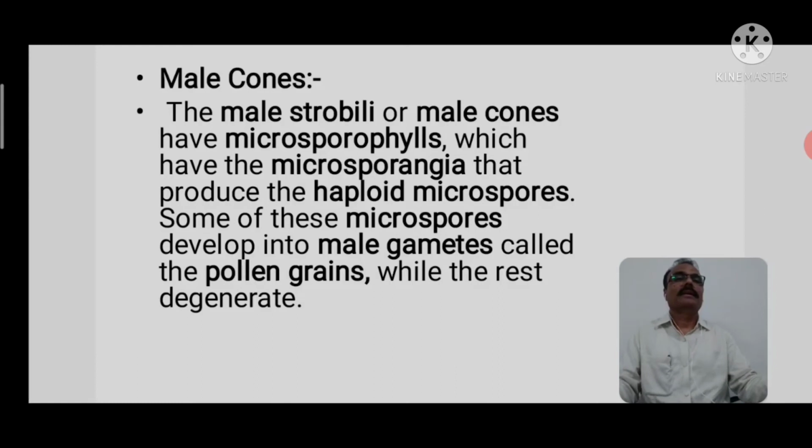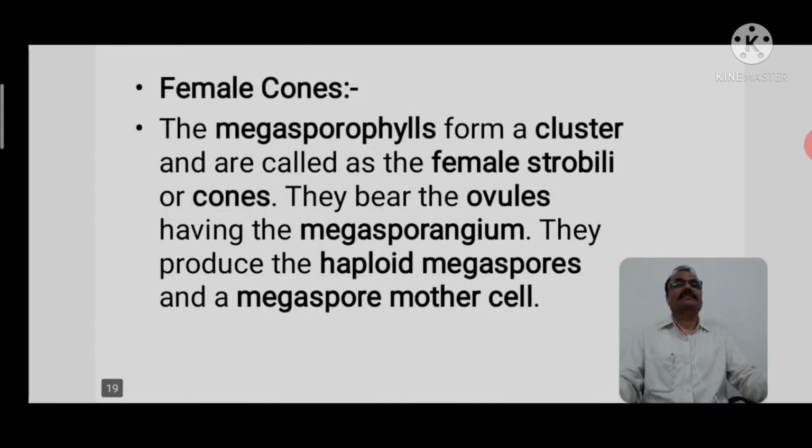Male cone. The male strobili or male cones have microsporophylls, which have the microsporangia that produce the haploid microspores. Some of these microspores develop into male gametophytes called the pollen grains. The rest degenerate.